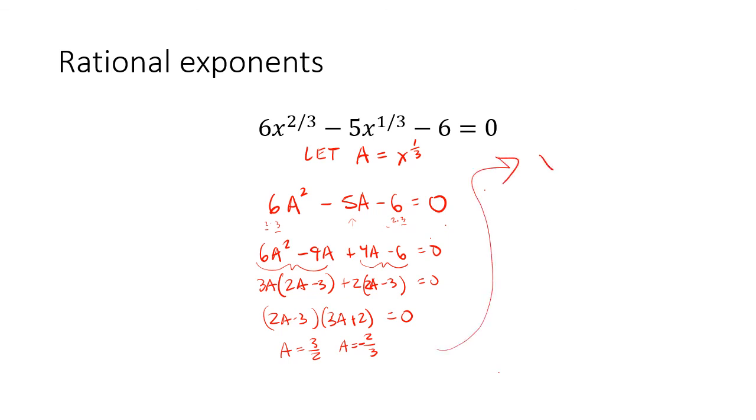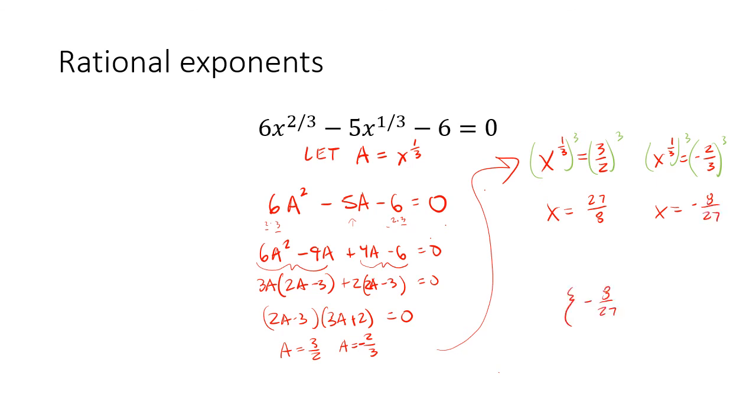What I have really is that x to the 1/3 is equal to 3/2, and that x to the 1/3 is equal to negative 2/3. Now we can see that all we need to do here is cube both of these. When we're done, x will equal 27/8, and here x will equal negative 8/27. So my answers then will be negative 8/27 and 27/8, and then we're done.